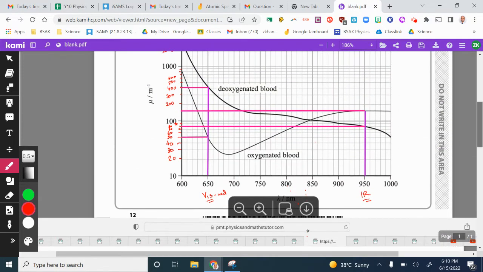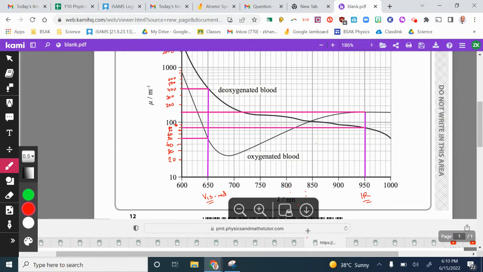So all I'm going to do is, I know this was the line for infrared, and I'm going to go across to oxygenated blood. That's in between 100 and 200. And I know it's a logarithmic scale, so I'm going to make a rough estimate. That's halfway between, let's say, 100 and 200. So that's 150 meters to the minus 1. That was 950 because it's infrared.